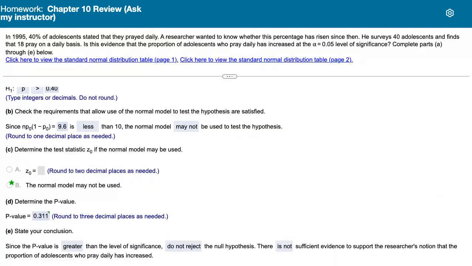So with that p-value of 0.311, we can state the final conclusion here: since the p-value is greater than the level of significance, which was given as 0.05, we will not reject the null hypothesis because there is not sufficient evidence to support the researcher's notion that the proportion of adolescents who pray daily has increased.